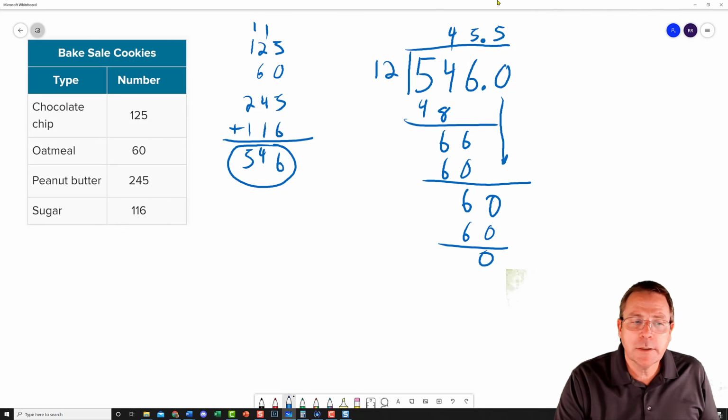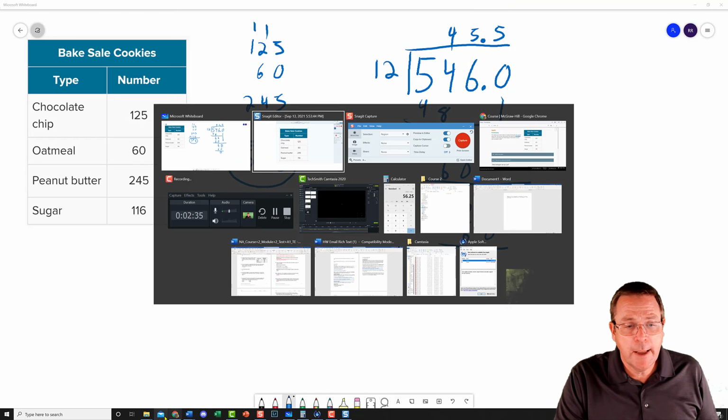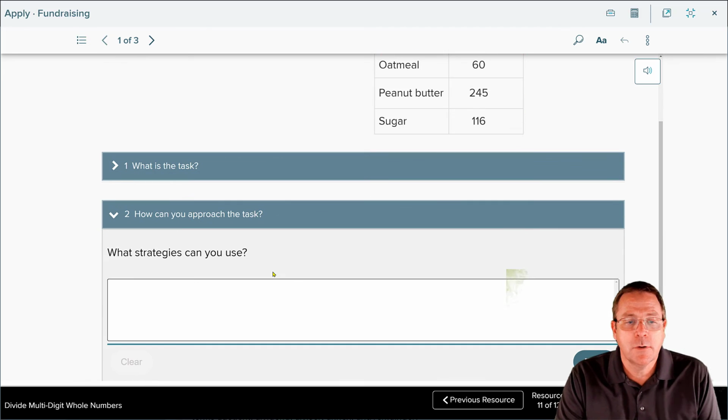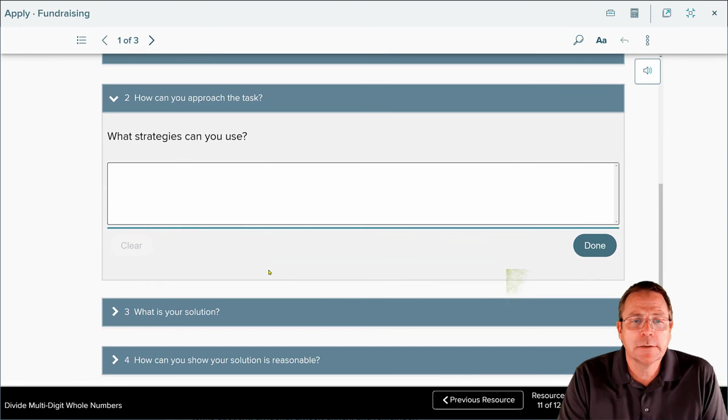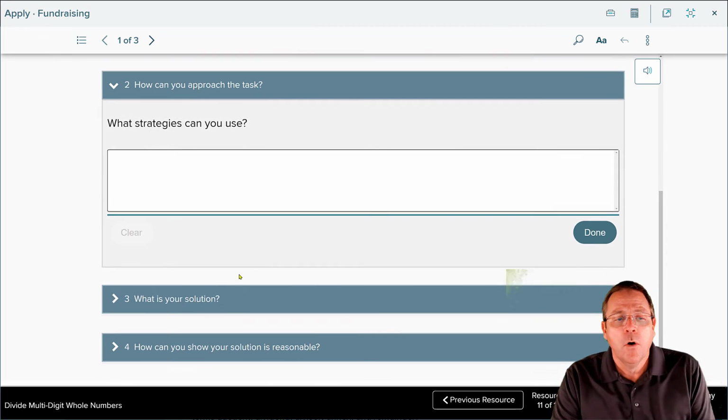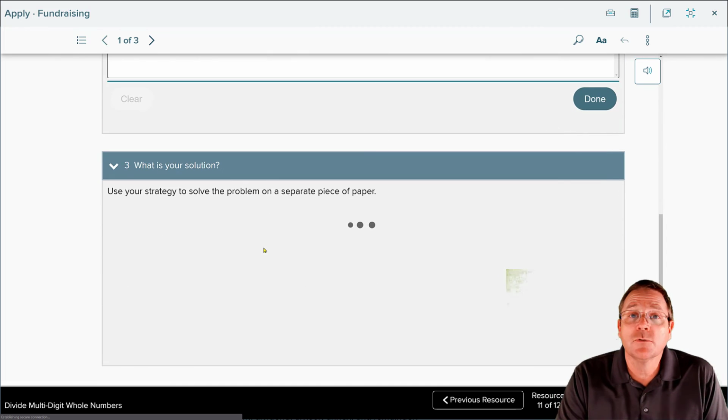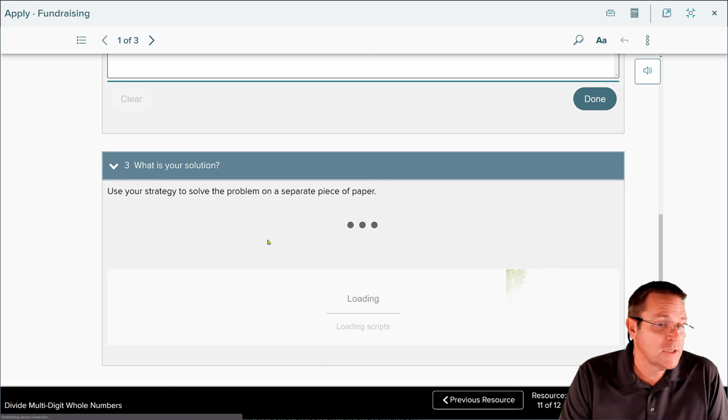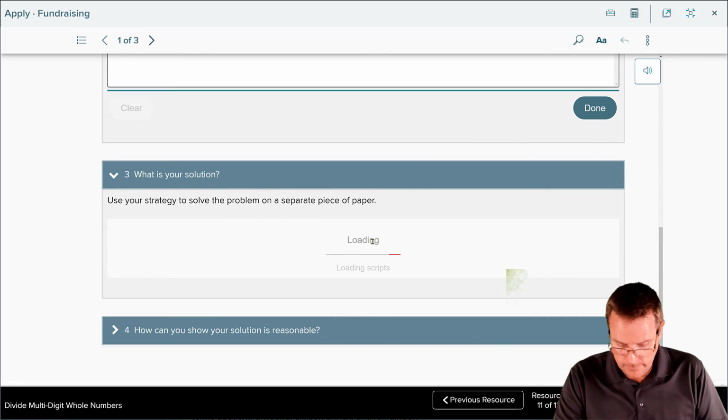So, how many bags of cookies will you have? You're going to have 45.5 bags. Or you're going to have 45 bags, and Mr. Reach is going to eat those other 6 cookies. And he'll be happy about it.